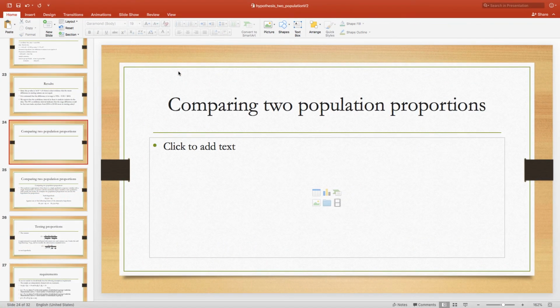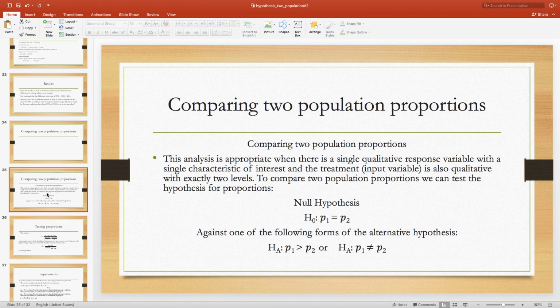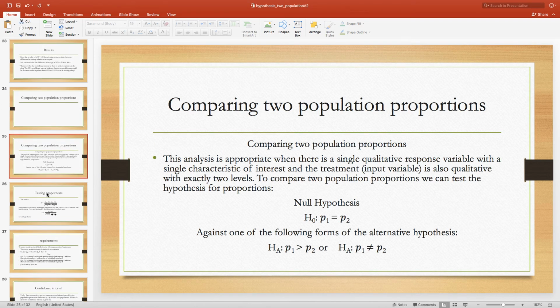Well, now we're going to be talking about comparing two population proportions, and we're going to use similar ideas to when we discussed comparing two population means. But now we're going to be dealing with instances in which we have categorical information.